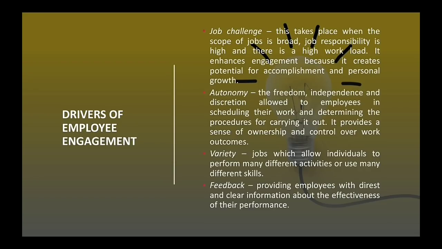Number four, feedback. Providing employees with direct and clear information about the effectiveness of their performance is very important. Sometimes there is a kind of dilemma or misconception about the outcome of an individual's performance. Sometimes the individual thinks whatever they are delivering is very important for the organization, but in reality the performance is of no use for the organization, not even for the client. So proper feedback must be given. When you connect them with the overall efficiency of the organization, the expectation of the client and the market trends, they will feel more connected with the organization and will try to work towards it.